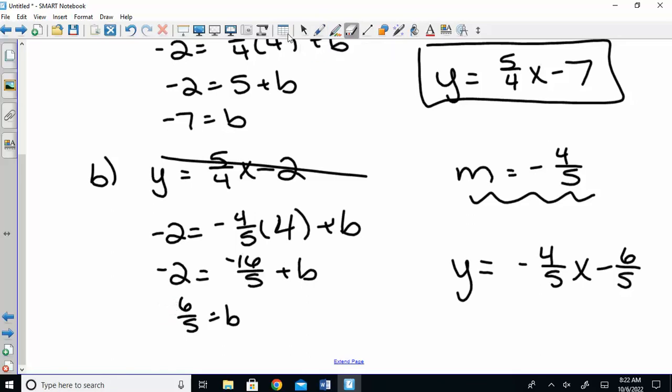I got that wrong. I forgot what y equals mx plus b form was. In this form, we can't just give you the answer. The answer is the equation, so you need y equals mx plus b. I had it wrong. Okay.